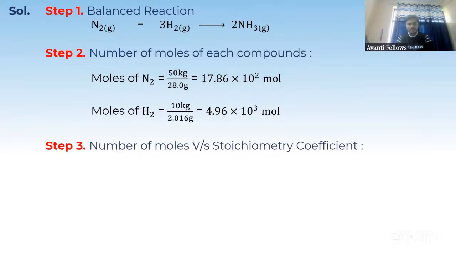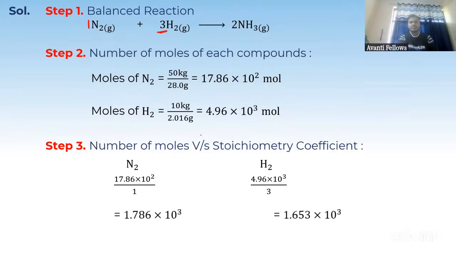Now, the next is number of moles versus stoichiometric coefficient. So this is also very important. That is N2. What is the coefficient of N2? Tell me quickly. So the coefficient of N2 here is 1 and the coefficient of H2 here is 3. So it comes out to be 1.786 into 10 raised to power 3. So this value is greater than that of H2, right?